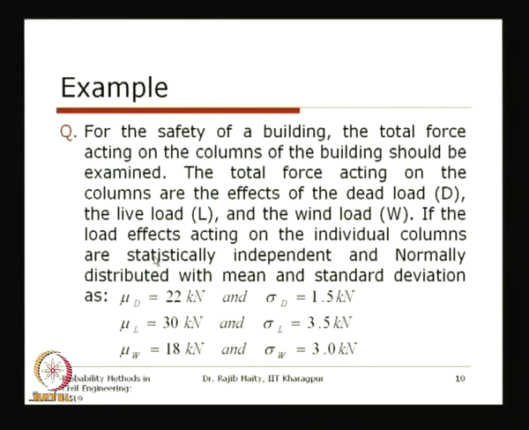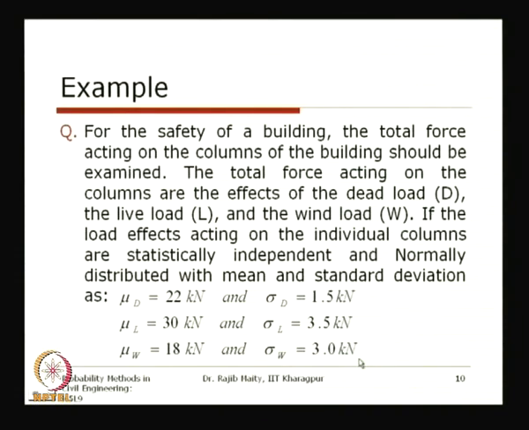If the load effects acting on the individual columns are statistically independent and normally distributed with their respective means and standard deviations, then for the dead load the mean is 22 kilonewton and the standard deviation is 1.5. For the live load the mean is 30 kilonewton and the standard deviation is 3.5. For the wind load the mean is 18 kilonewton and the standard deviation is 3 kilonewton.